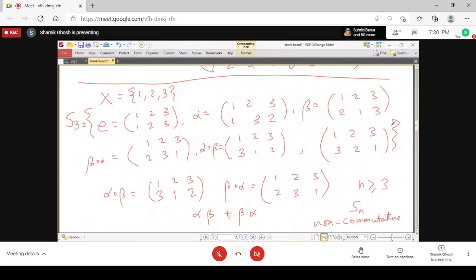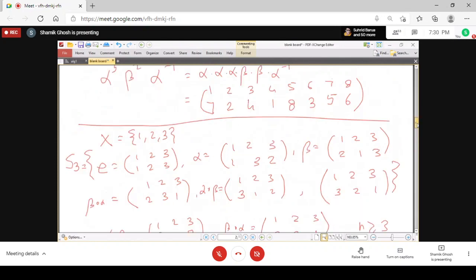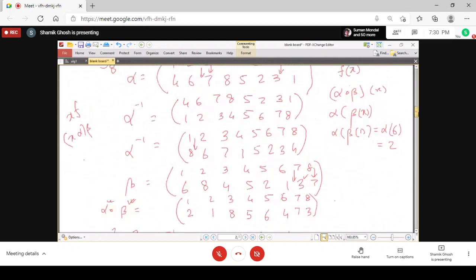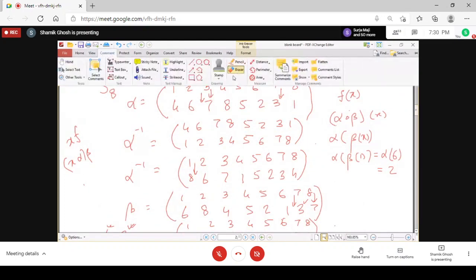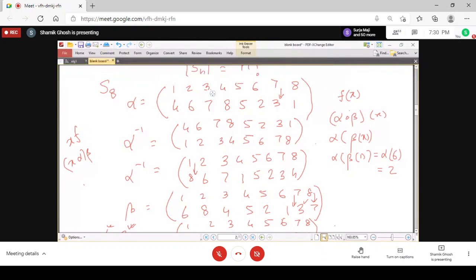So this is the story of S3, and then we come back again to the composition. You see that writing these elements in the two-row notation takes space and is somewhat time-consuming in calculation. So we go for some other way so that we can make it shorter. So how to make it shorter?